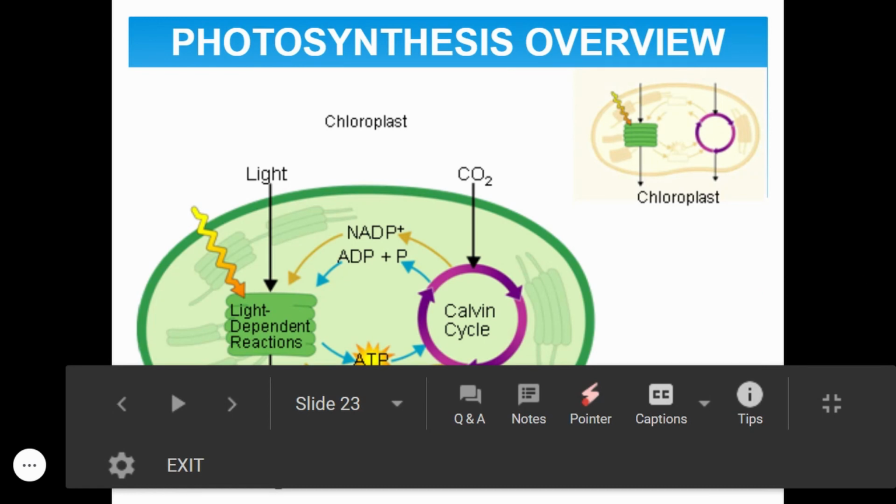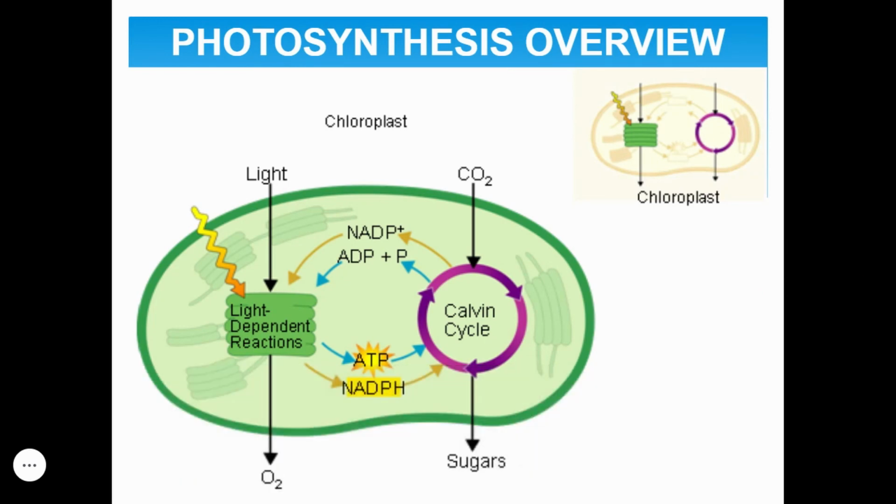So let's do an overview of photosynthesis, shall we? In the light dependent reactions, we take light and water and we end up with oxygen, right? We also get ATP and NADPH. ATP and NADPH feed over into the Calvin cycle or the light independent reactions where they combine with carbon dioxide to make sugar.